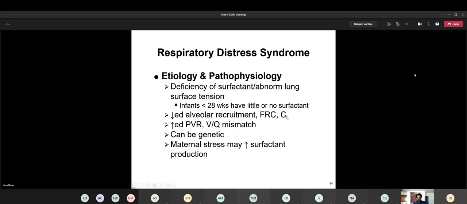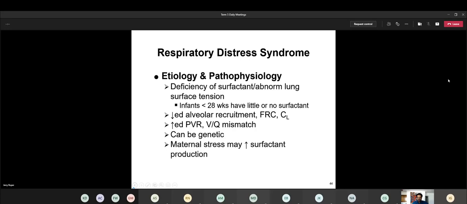Now, we had a statistic that said about 1% of all births are going to possibly lead to RDS. Sometimes, no matter what, this could be an AGA baby. And if it's in the genes, then he or she still may end up with RDS.